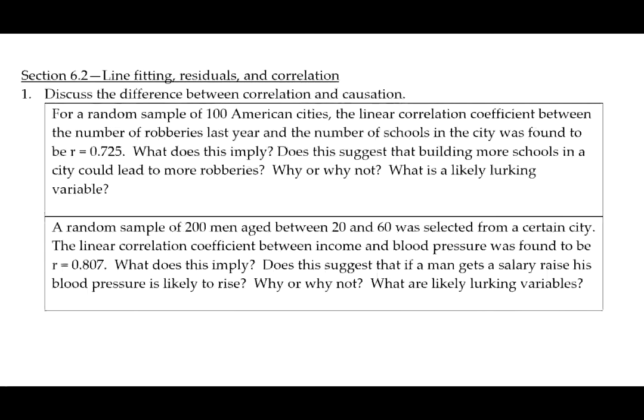The correlation coefficient R is 0.725, which is pretty close to 1. That indicates a pretty strong positive linear relationship, meaning that the number of robberies last year and the number of schools in the city is related. However, is it a cause and effect relationship?